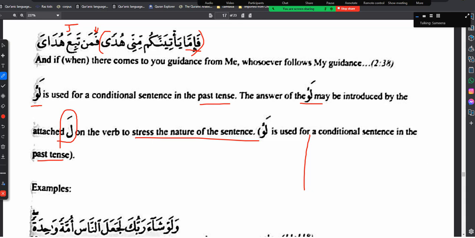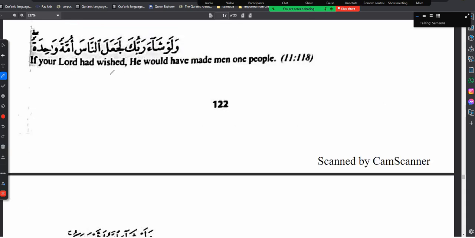I've taken the examples. وَلَوْ شَاءَ رَبُّكَ لَجَعَلَ النَّاسَ أُمَّةً وَاحِدَةً. If your Lord had wished, this is the shart part, He would have made men one people. This is the Jawab shart. So now tell me which is the conditional article in this ayah? Law is a conditional article, right? And the Jawab shart is followed by lam with a fatha.